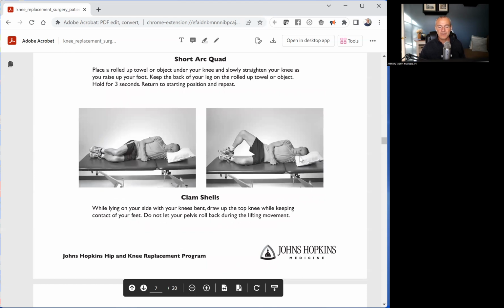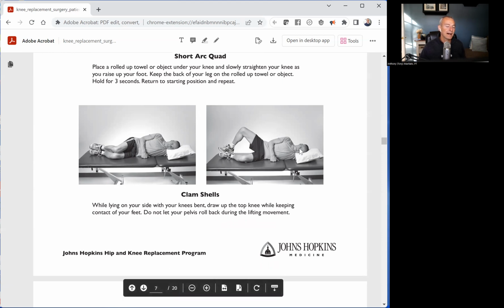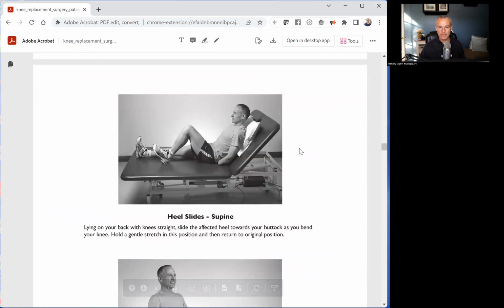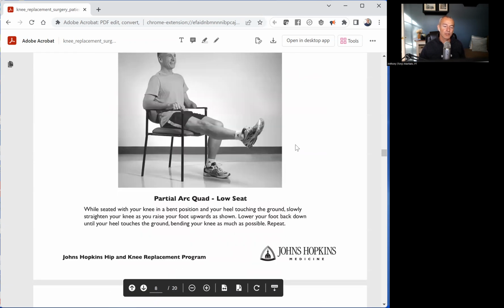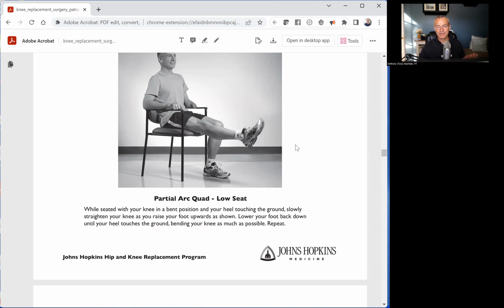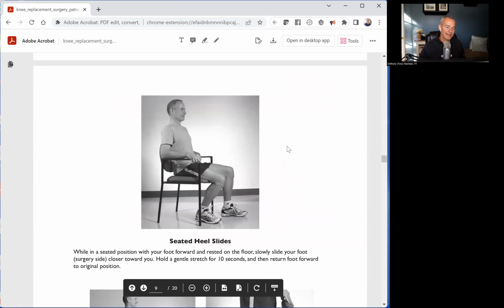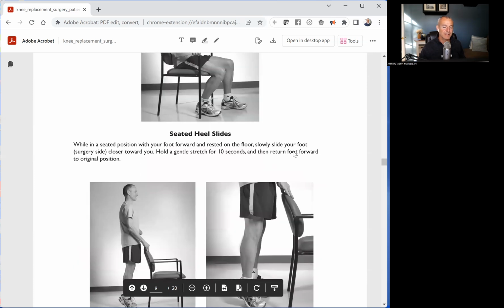Some side lying exercises to strengthen the hips and the glutes and the lateral musculature around the leg. All of these are great exercises. Heel slides are a universal exercise that almost everybody's going to do. Then we've got some long arc quads. This is where you're sitting and you're extending the leg, very similar to the first exercise, just in a different position. Heel slides in a seated position versus in a supine or laying position.